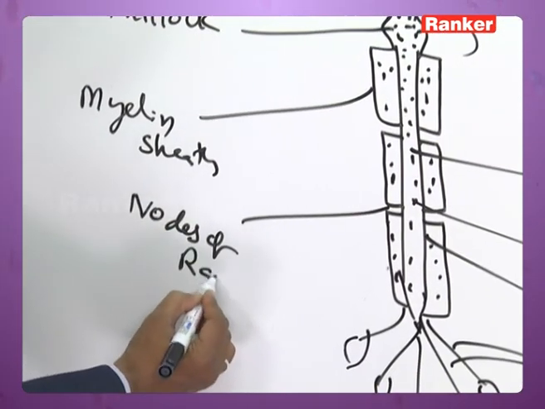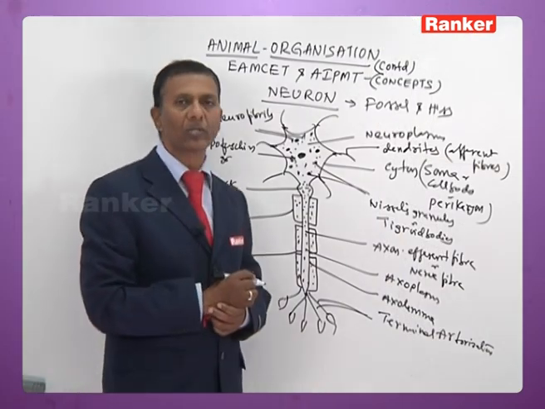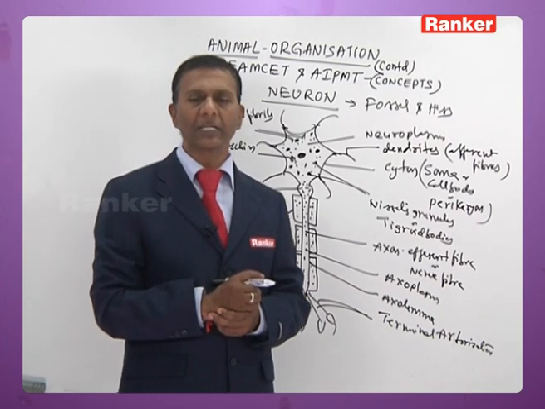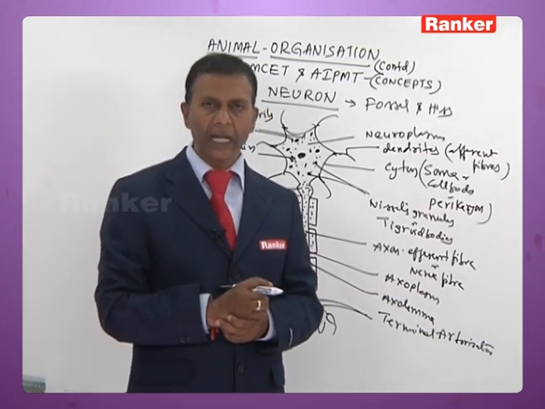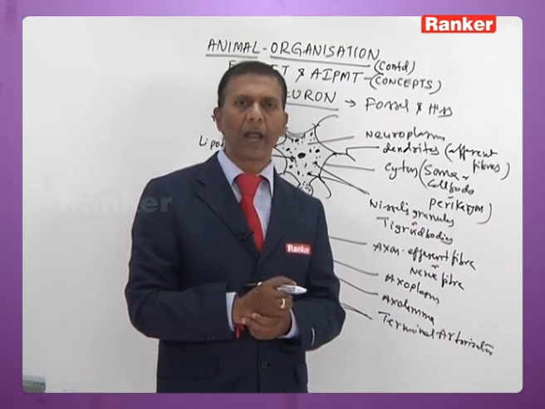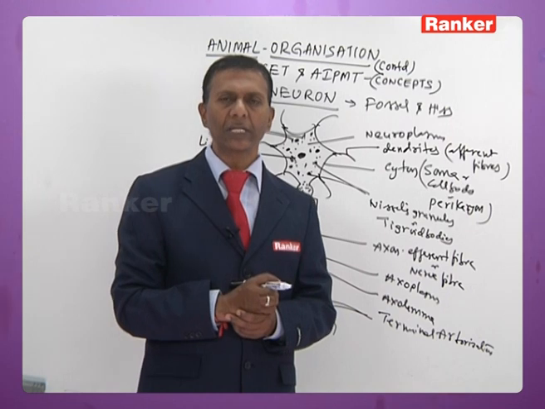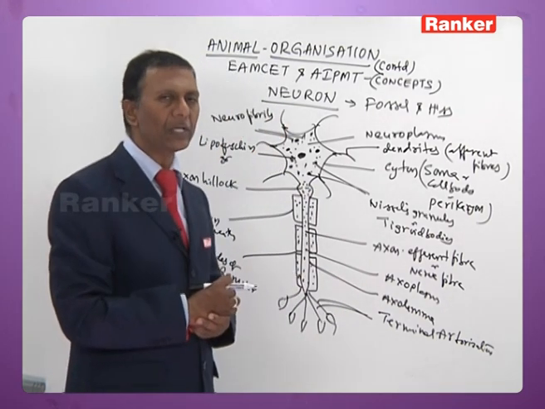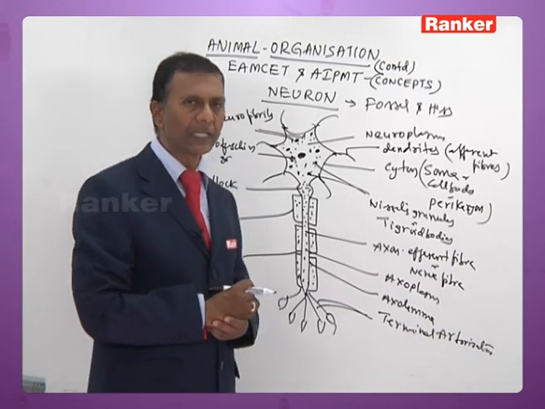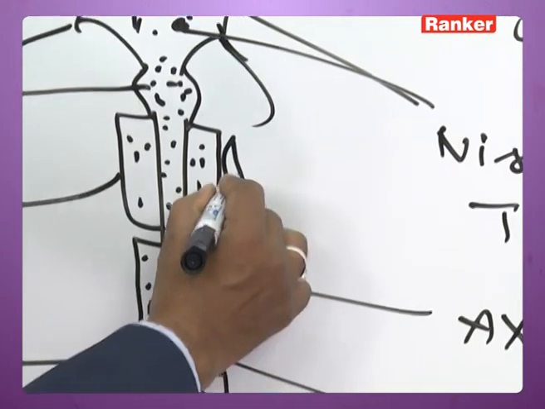Nodes of Ranvier. The myelin sheath is interrupted at certain places to form nodes of Ranvier. In the peripheral nervous system, that is cranial nerves and spinal nerves, the myelin sheath is interrupted at certain places to form nodes of Ranvier, while within the brain and spinal cord the myelin sheath is continuous without any nodes of Ranvier. Then the myelin sheath, with regard to the peripheral nervous system, is secreted by spindle-shaped cells called Schwann cells.